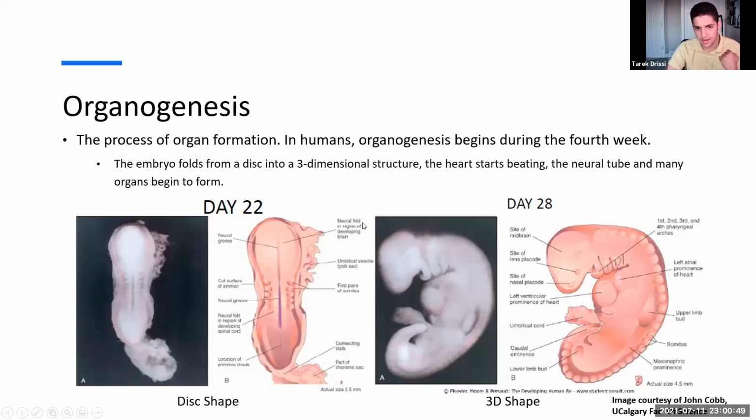We can see here at day 22, it's in a disc shape. This is just beginning the transfer into a 3-dimensional structure. And we see the neural tube forming along here. That's at the beginning when I showed Spina Bifida. This process occurs here at day 22. And we get somites forming, which are the structures that create the vertebrae. So this is the disc shape. And just 6 days later, we get a 3D shape that looks sort of like a lizard, but this is an actual image of a human embryo. This is a human embryo here.